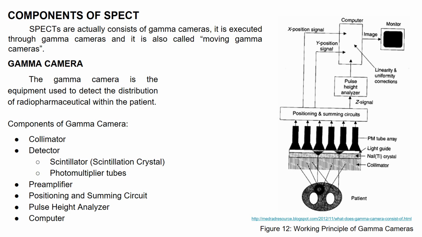SPECT actually consists of a gamma camera. It is executed through gamma cameras, and it's also called moving gamma cameras. A gamma camera is the equipment used to detect the distribution of radiopharmaceutical within the patient. The camera consists of several components. These are the collimator, the detector which consists of scintillator and photomultiplier tubes, preamplifier, positioning and summing circuit, pulse height analyzer, and computer.